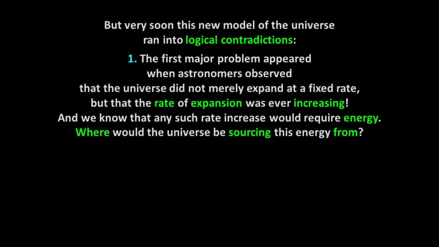But very soon, this new model of the universe ran into logical contradictions. The first major problem appeared when astronomers observed that the universe did not merely expand at a fixed rate, but that the rate of expansion was ever increasing. They didn't only see that everything was moving away from us very fast, it was going faster all the time. The rate at which they moved away was increasing. And we know that every such rate increase would require energy. Where would the universe be sourcing this energy from?